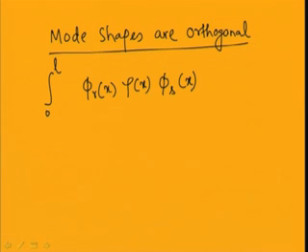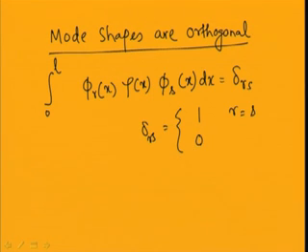We should show that if the mode shapes are orthogonal, this integration should be equal to delta r s, where delta r s is the Kronecker delta term. So, delta r s will be equal to 1 when r equal to s and it will be equal to 0 when r not equal to s. If they satisfy this equation, then we can tell that these mode shapes are orthogonal.